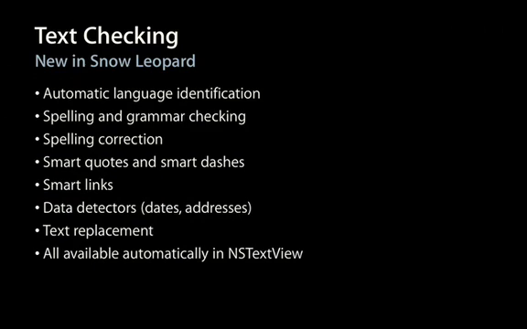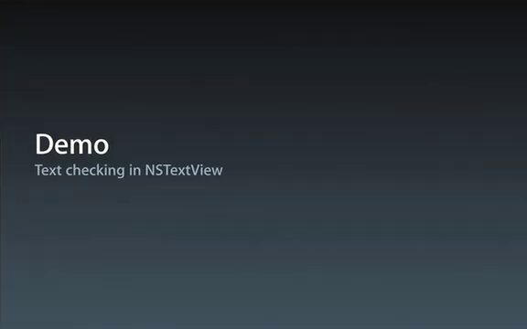So what I'm going to talk about now is something that's new in Snow Leopard that we call text checking. And what we've done here is taken some existing functionality, things like spell checking, smart quotes, and smart links, and we've added some new functionality, things like spelling correction, data detectors, automatic text replacement, and made it all available in one easy-to-use set of APIs. And when I say easy to use, I mean really easy to use. If you're just using a text view or a web view, it's simply a matter of turning on whichever ones of these you want to have active.